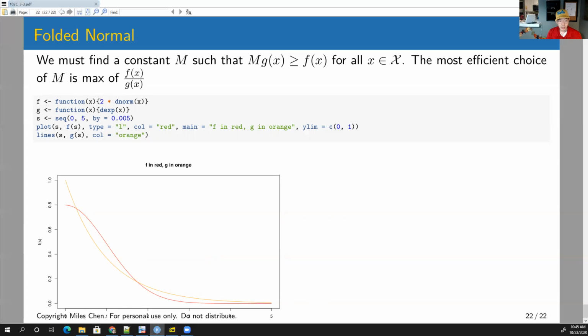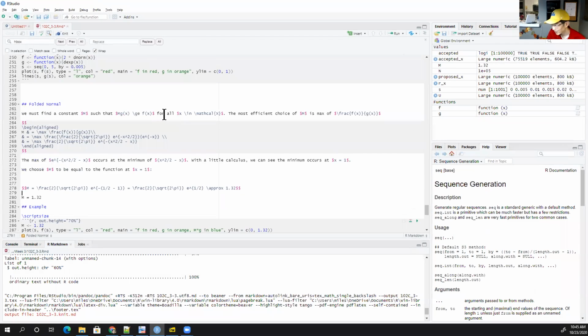I don't know why I couldn't get the slides to render.